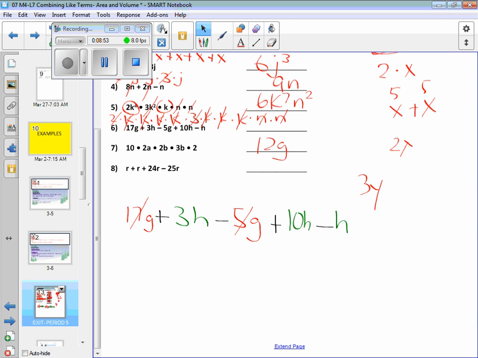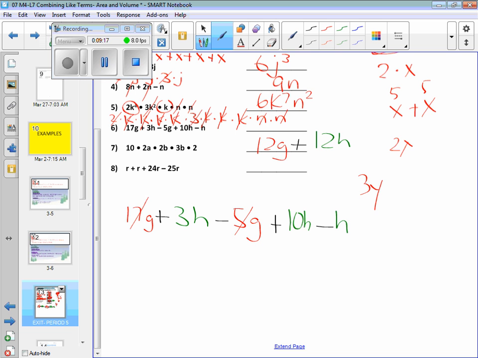Okay, let's stay here. Let's do the h's. Can we kind of do this abstractly? I give her 3, and then how many more do I give her? Total is, then I take 1 away. 12g plus 12h.